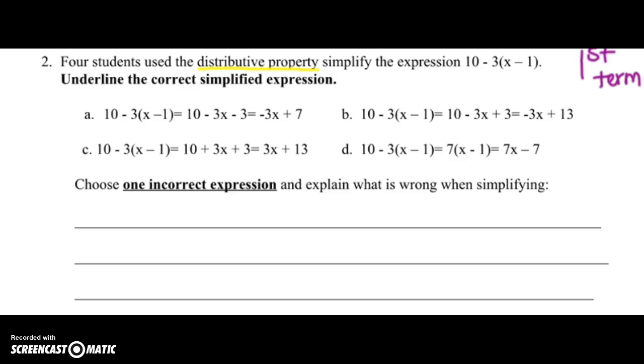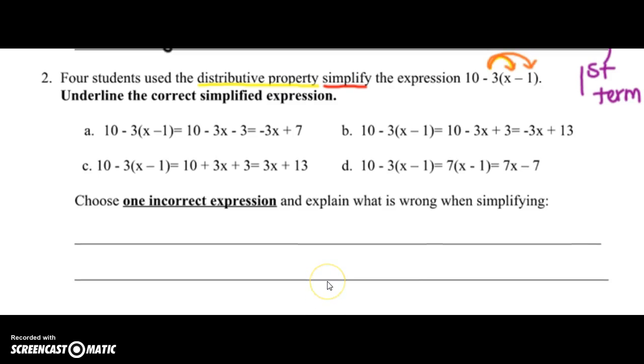Let's begin question number 2 on the Unit 1 Patterns and Equations test review. Let's read it together. 4 students used the distributive property to simplify the expression 10 minus 3 times the quantity x minus 1. Underline the correct simplified expression, and you're given 4 choices. So let's investigate each of the 4 choices.